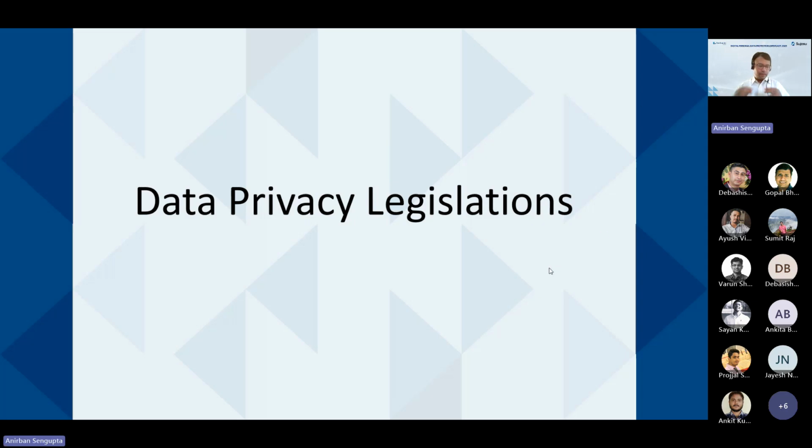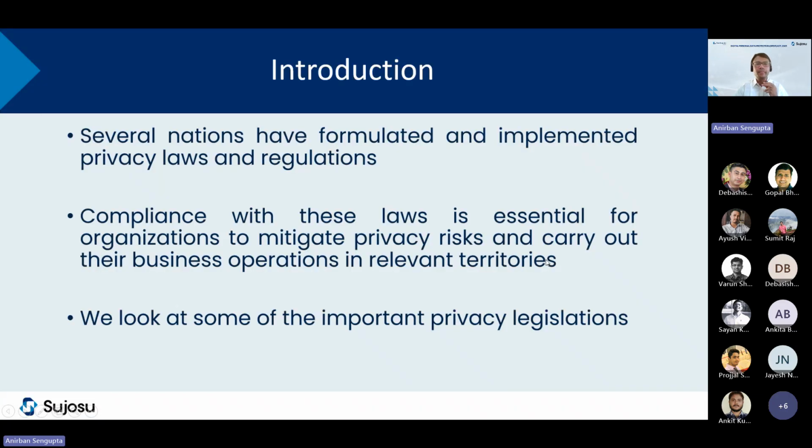Good afternoon, everyone. Now that we have understood more or less the provisions of the DPDP Act, let us look at the data privacy legislations that exist elsewhere in the world. It's important that if an organization chooses to carry out its business in a particular territory, in a particular country, then it should comply with the data privacy legislations of that particular country.